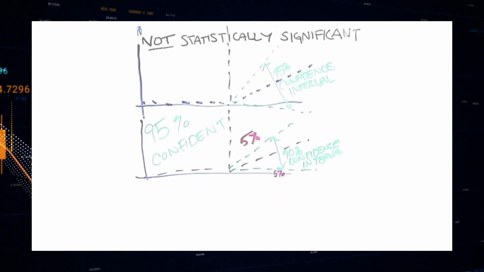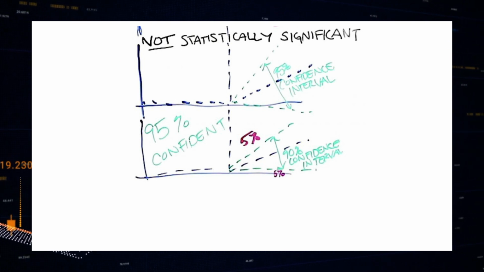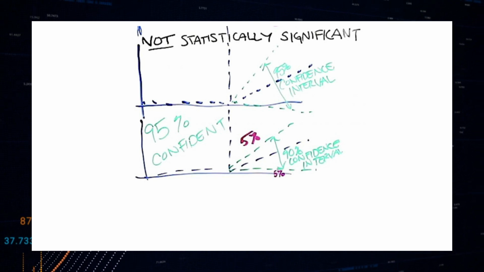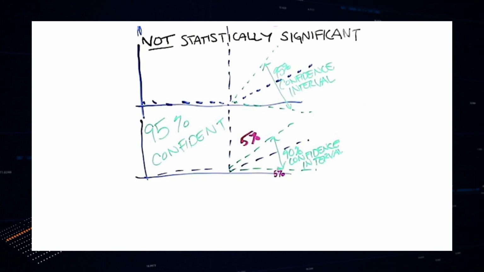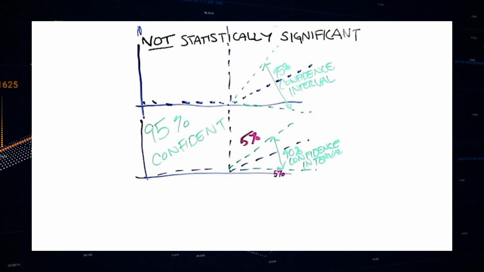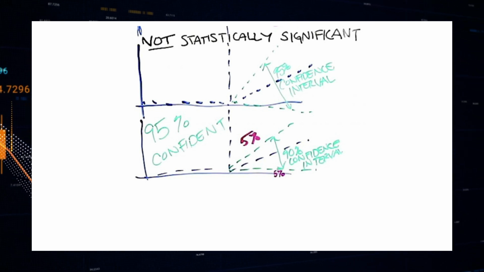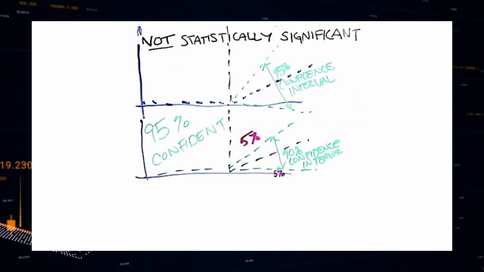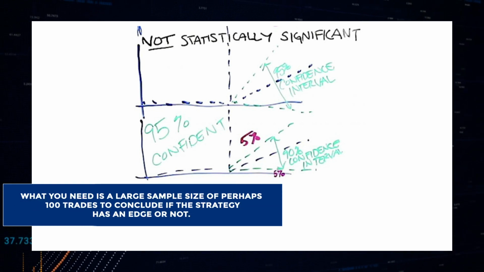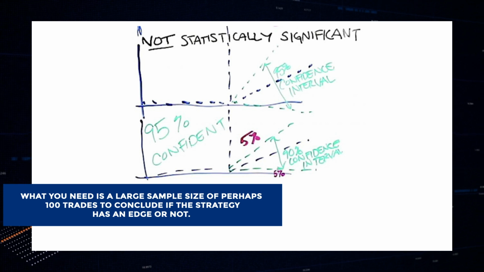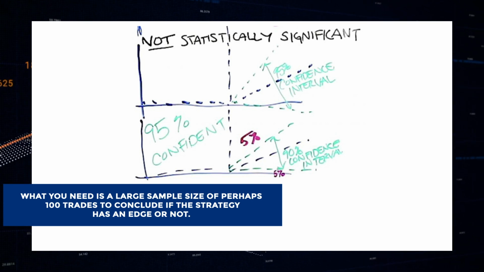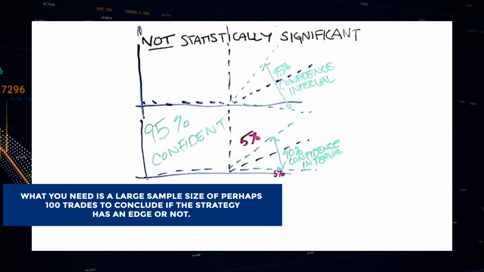If you know anything about statistics, you will know that there is a concept called statistical significance and the law of large numbers. I won't dive into that in this video, but the idea is that you can't conclude the effectiveness of a trading strategy just based on 5 or even 10 trades. What you need is a large sample size of perhaps 100 trades to conclude if the strategy has an edge or not in the market.